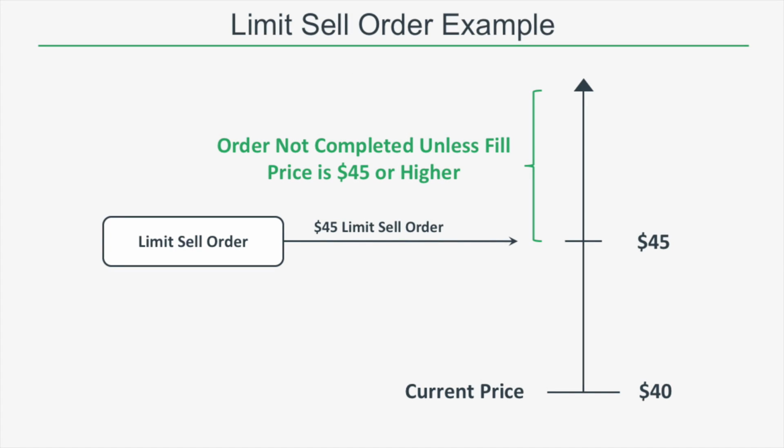Alright, in the next example, we're looking at a limit sell order. So let's say the current price of a stock is $40, you own some shares, and you want to get out when the stock price is $45 or higher. To accomplish this, you could route a $45 limit sell order, and in that case, you will not get filled unless you can sell the shares for $45 or higher.